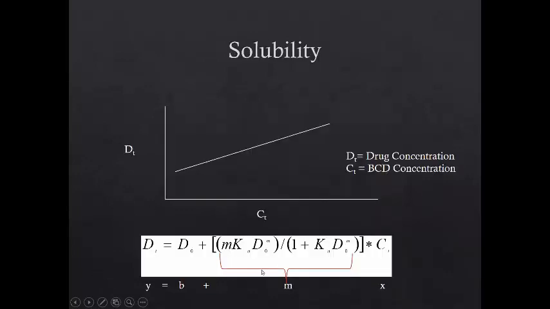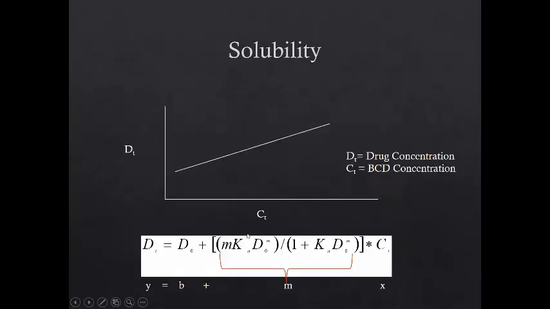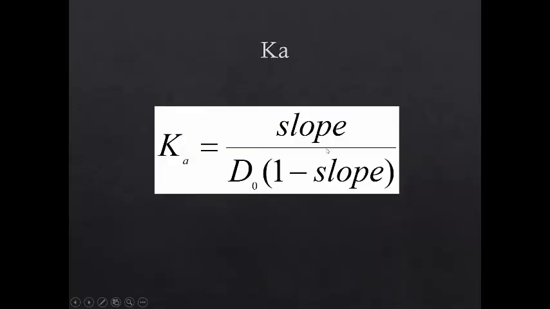This would have to be given to you. I don't expect you to know this. This is given, and this is given. I mentioned that our affinity constant, represented by Ka, is going to be equal to the slope. We put our slope into the numerator. It's also part of the denominator, so we have our slope divided by our innate solubility, which is our y-intercept, times a quantity 1 minus the slope, and that will give us our affinity constant. So if we know our slope and our y-intercept, we can determine our affinity constant.